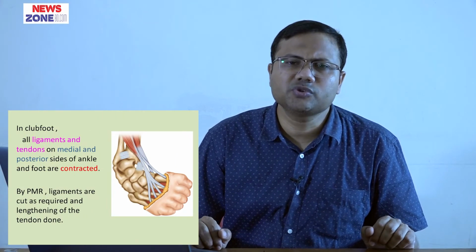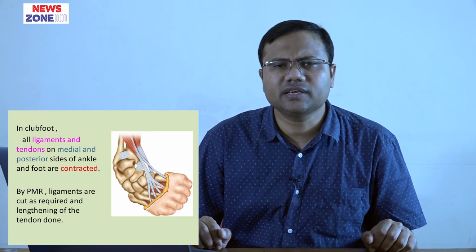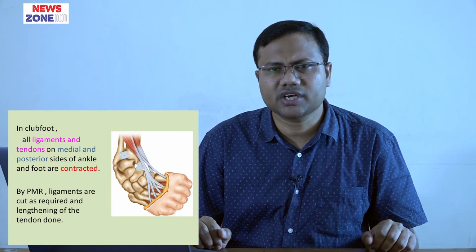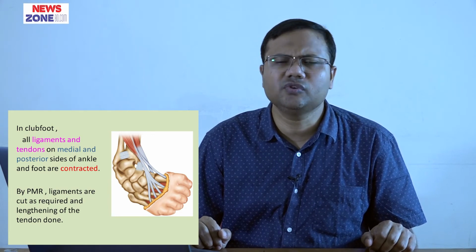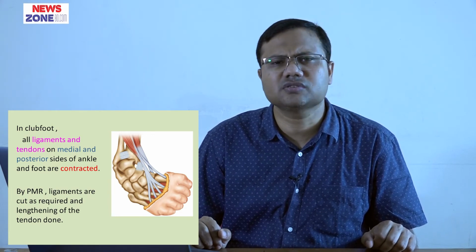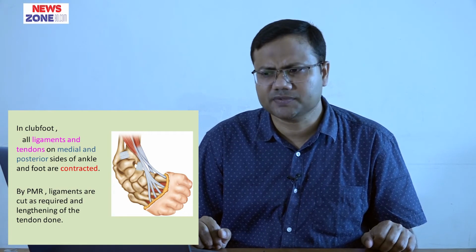And what are the surgeries? Surgery may include soft tissue procedures, that means we only do surgery through ligaments, capsule and tendons, that we call soft tissue procedures. In soft tissue procedures we correct the posterior structure and medial structure of the foot, that is ligaments, tendons and capsule of the joints.